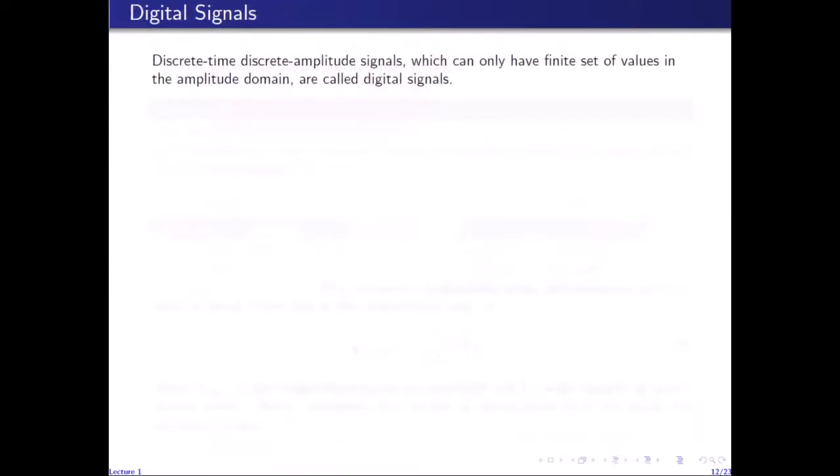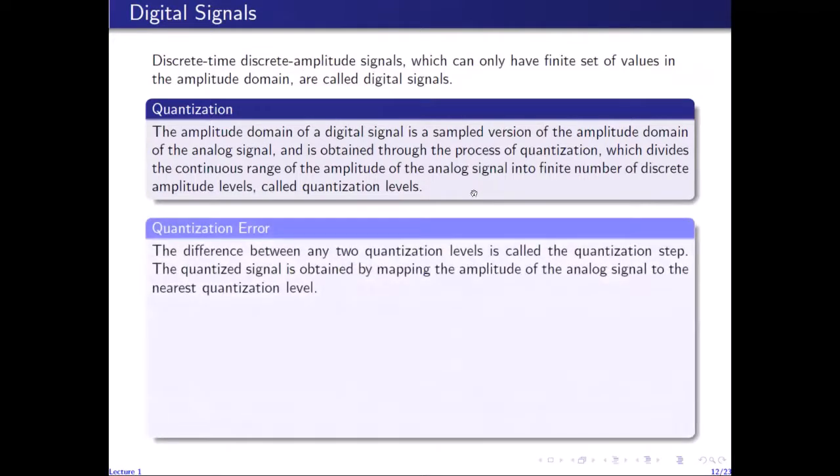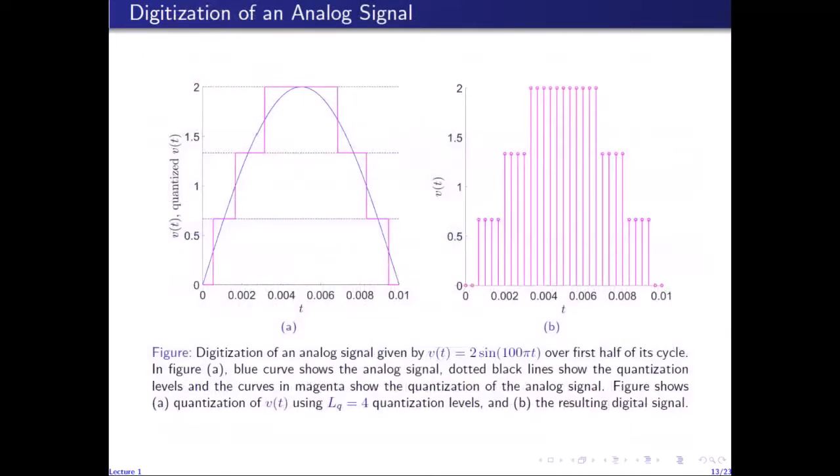On the other hand, discrete time and discrete amplitude signals can only have a finite set of values in the amplitude domain, and such signals are called digital signals. Digital signals are obtained from the analog signals through the process of quantization, in which the amplitude domain of an analog signal is sampled to get a digital signal. So before I go on to explain the quantization error, let me give an illustration.